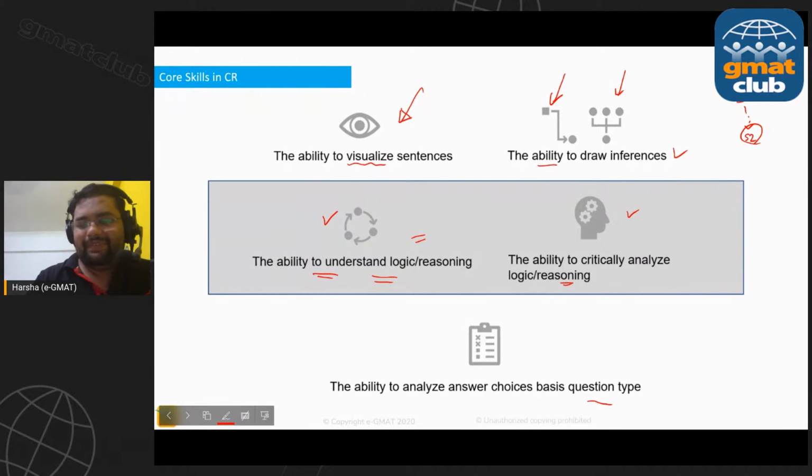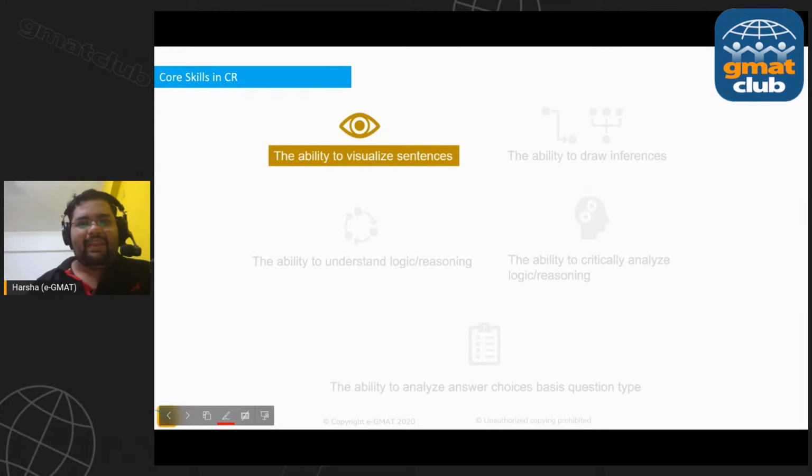Now, very technically speaking, this is nothing but analysis of logic, but because you have so many question types and each question type requires a certain different type of analysis, we still thought it's better to categorize it as a separate core skill in itself. So in today's session, our core focus is on this one ability, that is the ability to visualize sentences.